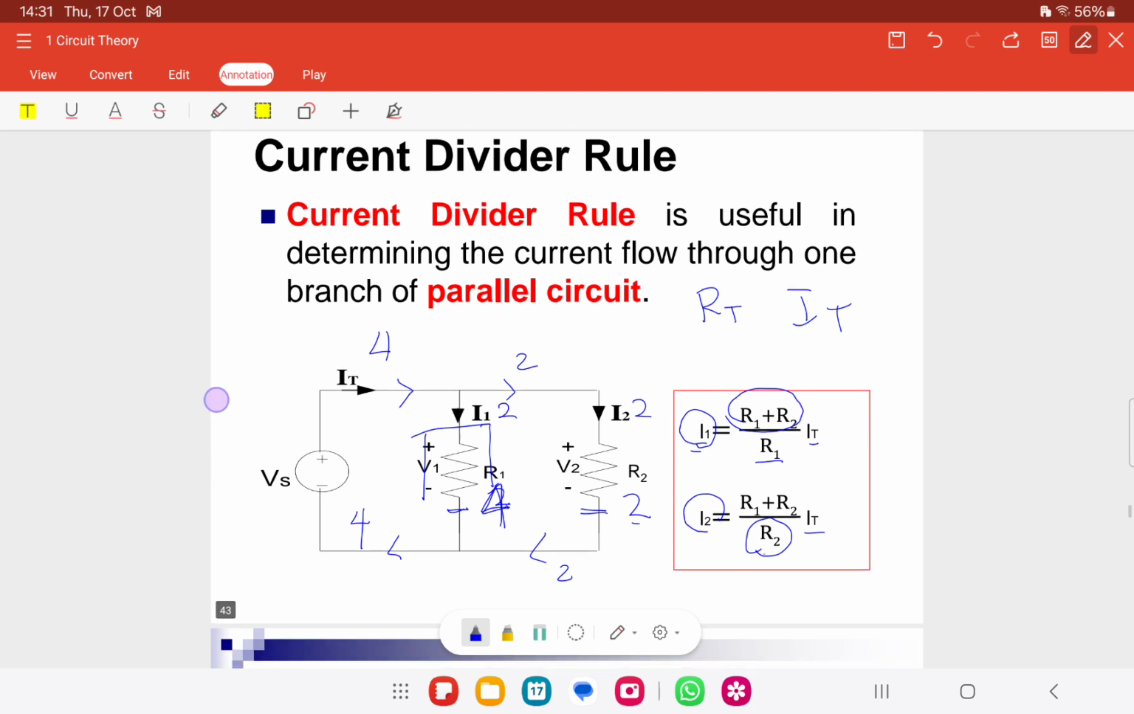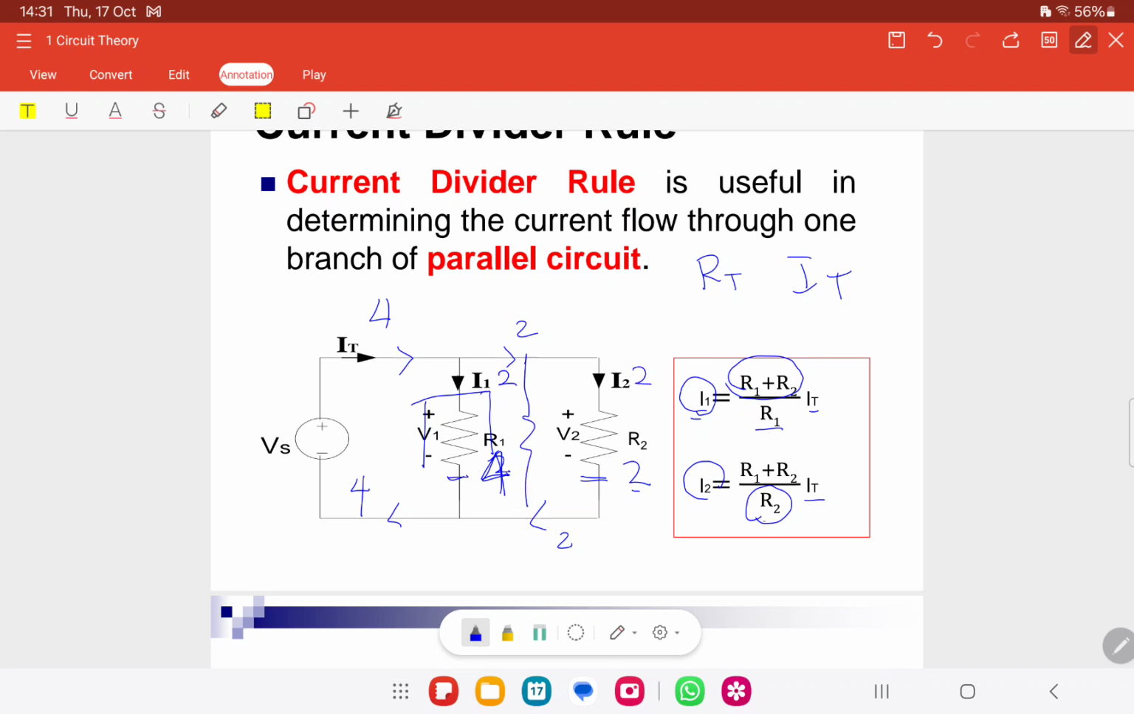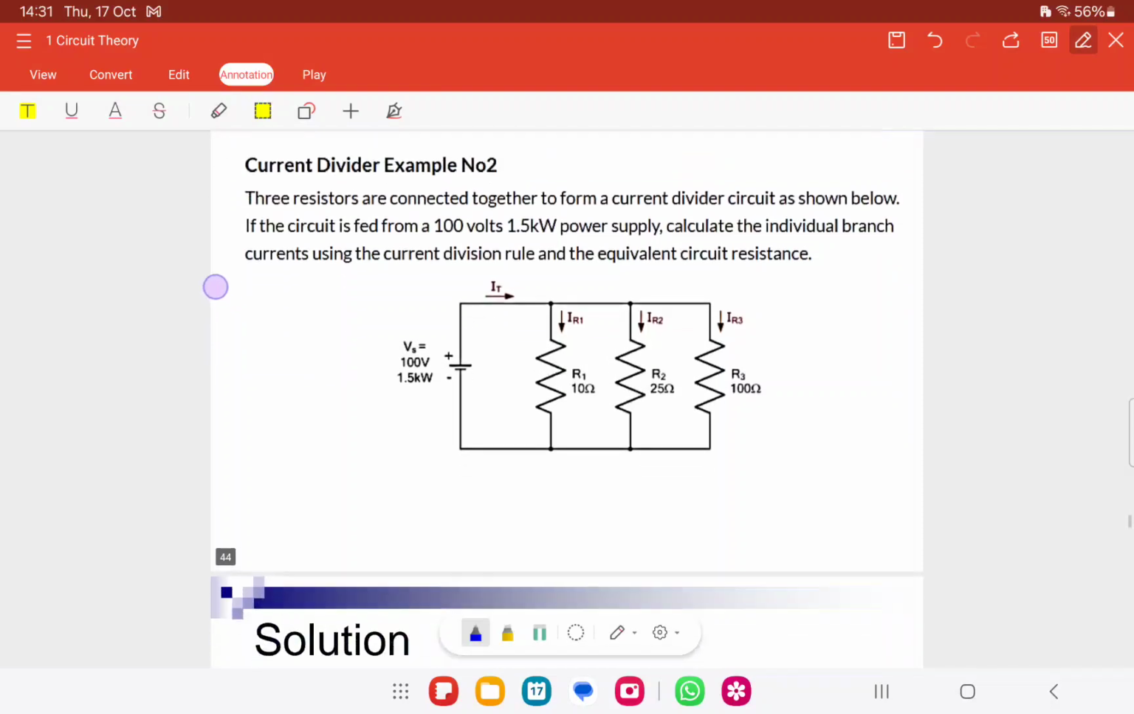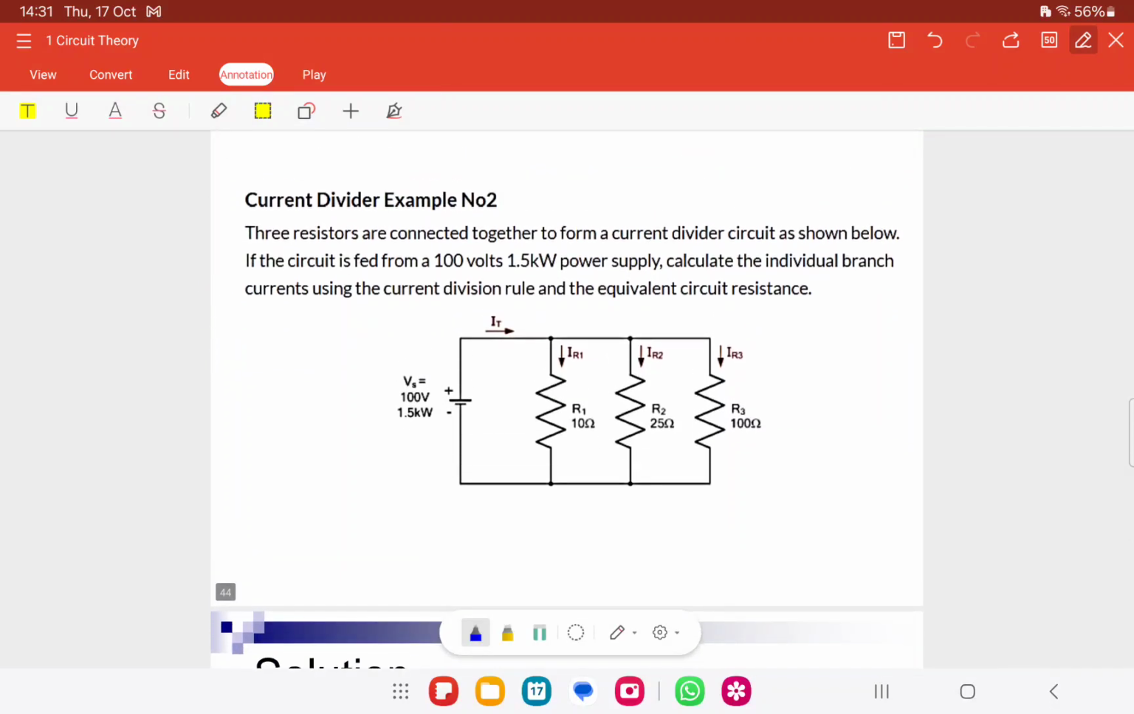Alright. Katakanlah kalau ada 3, so bahagi 3 lah, as long as value of the resistance sama. Okay. So this one is we have 3 resistor.